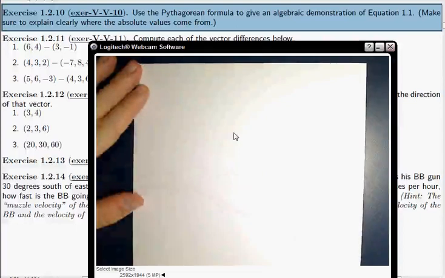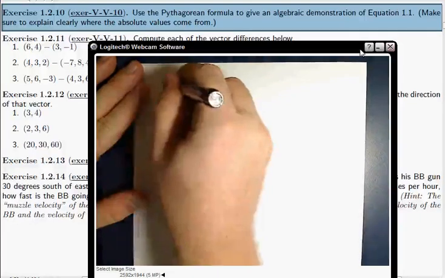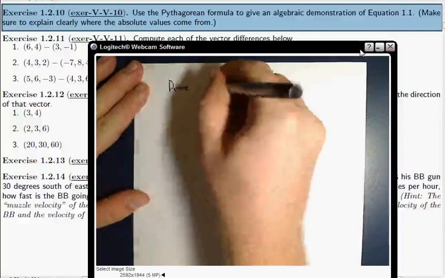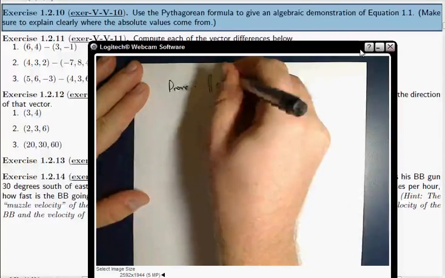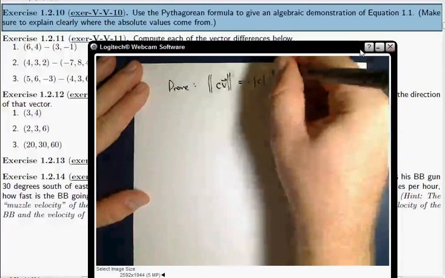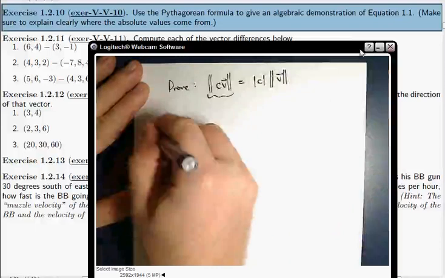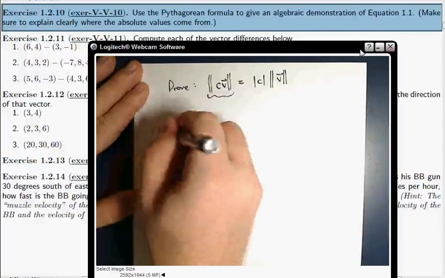We're trying to prove that the magnitude of CV is equal to the absolute value of C times the magnitude of V. So I'm going to take this left-hand side and just start calculating it.